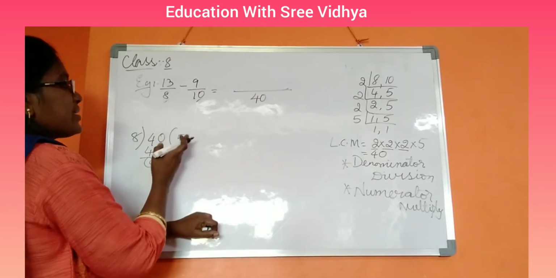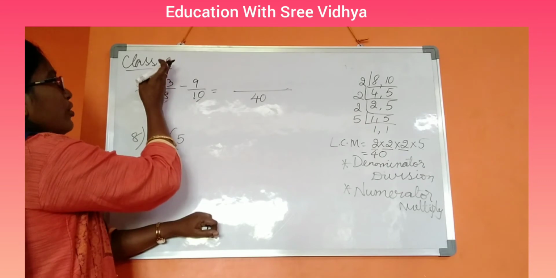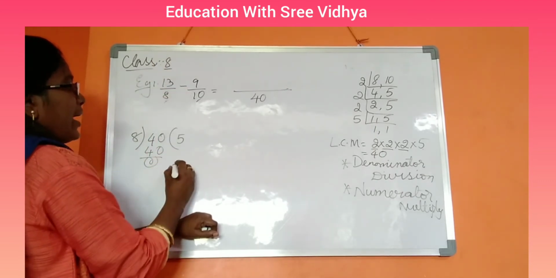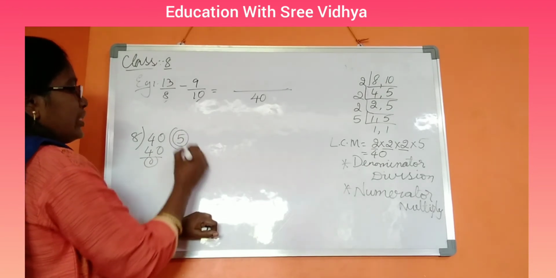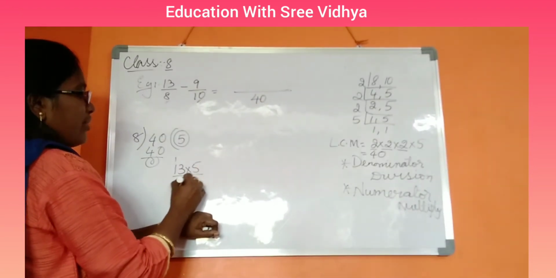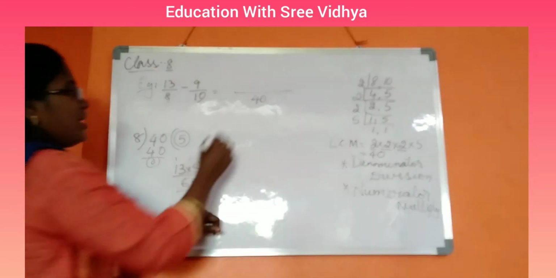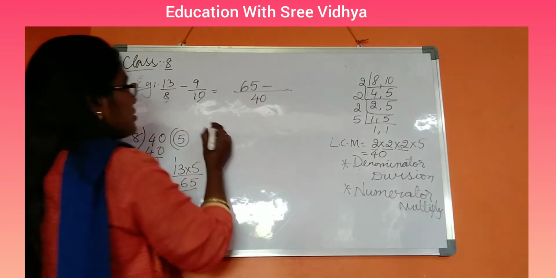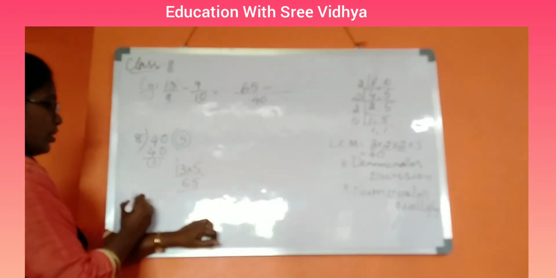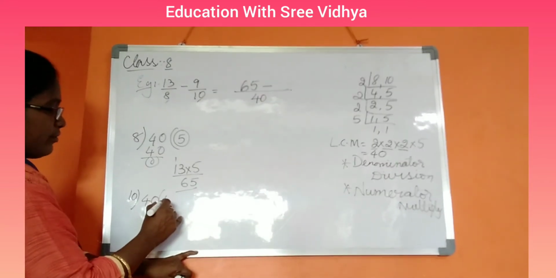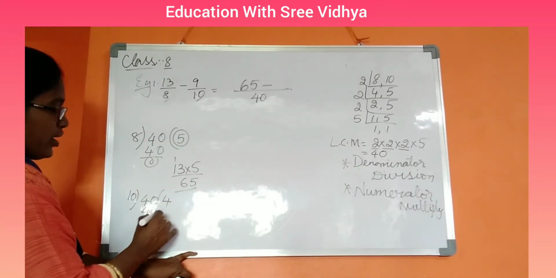Now the next step is you need to multiply. You need to multiply with this. 5 3s are 15, 5 1s are 5, so 65, 13 5s are 65, minus 10. 40. 10 4s are 40.